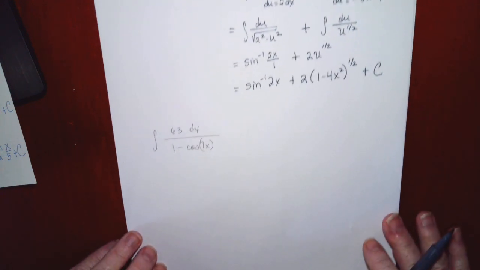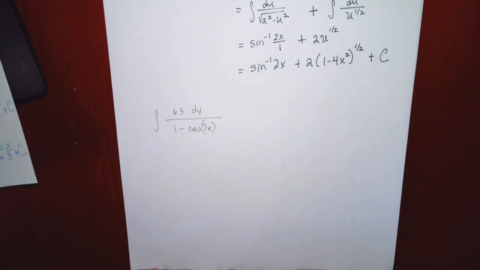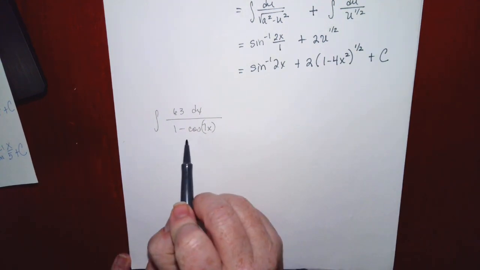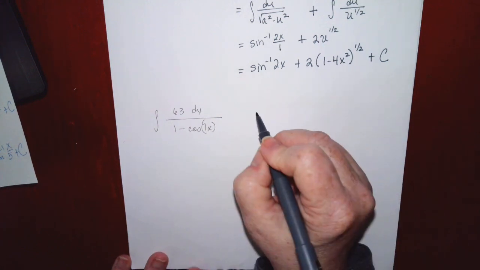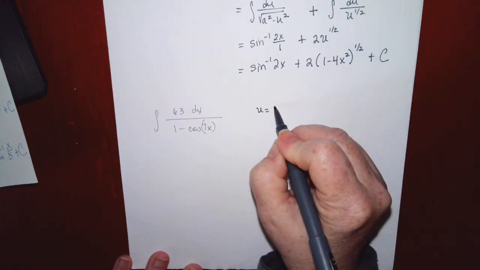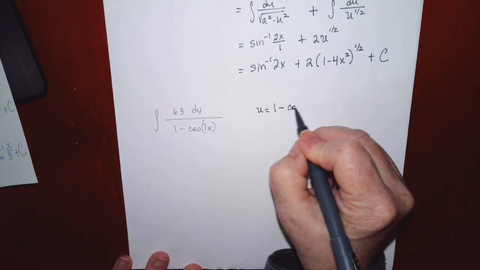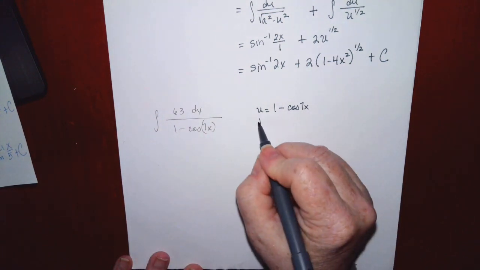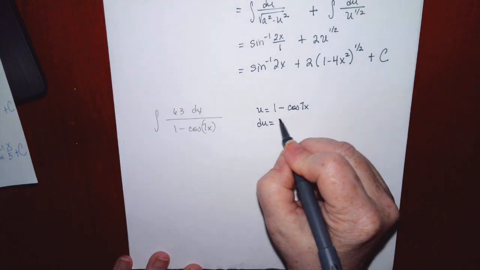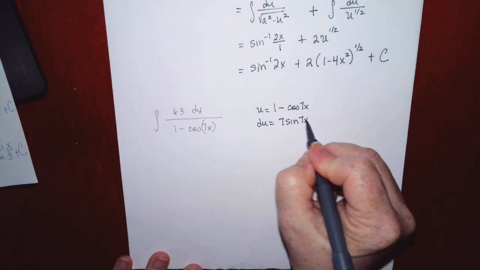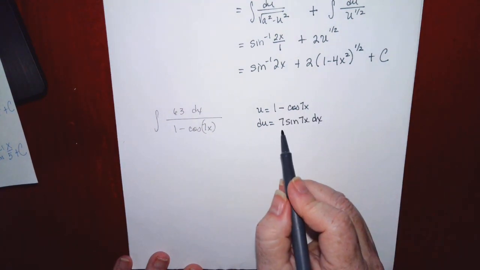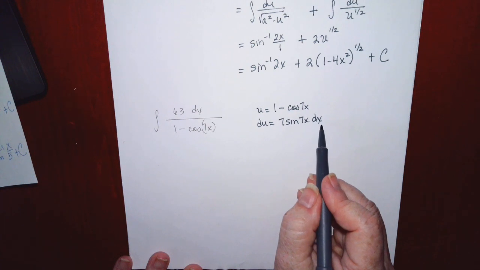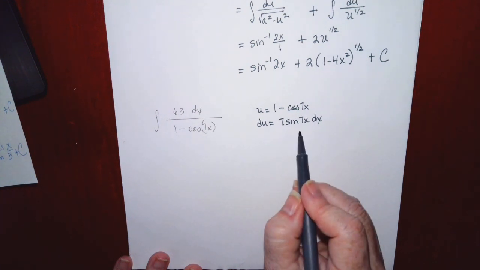All right. What about this guy? Well, here we have a trig function in the bottom, and most of the time our first guess is to just let u be 1 minus the cosine of 7x. In other words, what's in the denominator. The problem with that is if I do that, I'm going to need a sine of 7x in the numerator to give me my du.